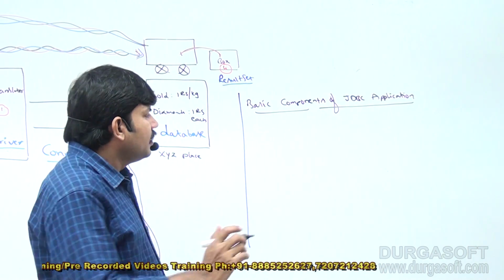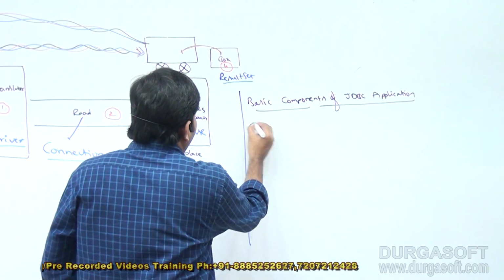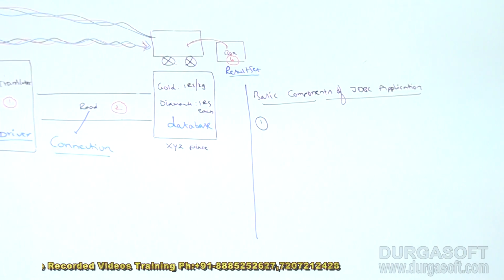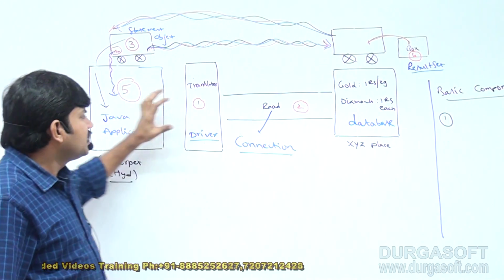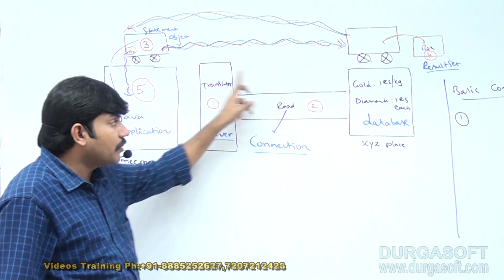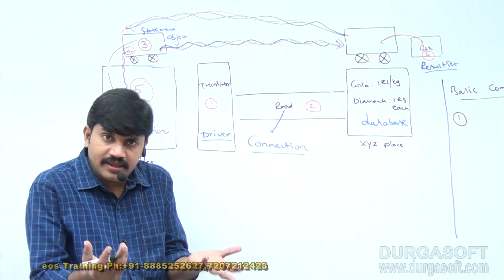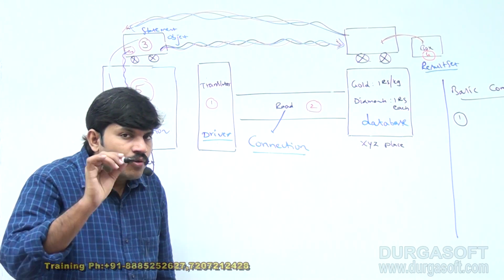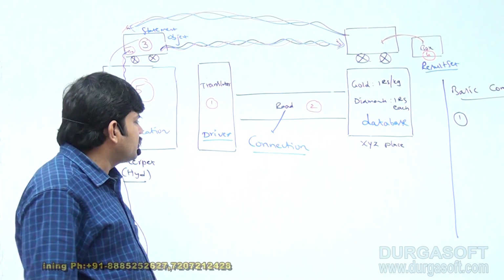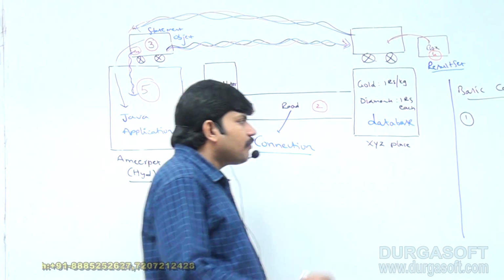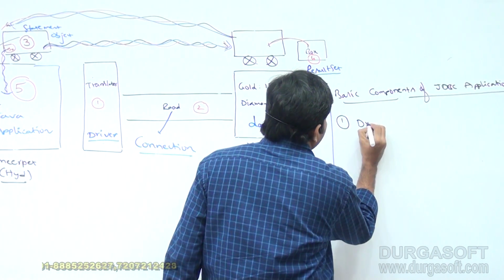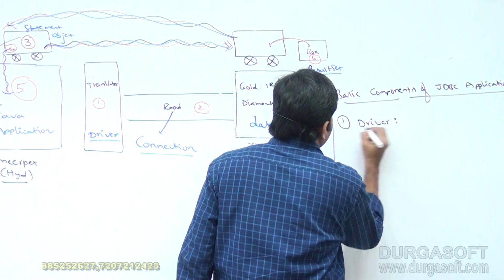Have you remembered? In this diagram, Java application is there, database is there. Java application wants to communicate with the database to get the data. In that, what is the first component I used? Driver. Are you getting driver or driver software? Okay, the first component: database driver.